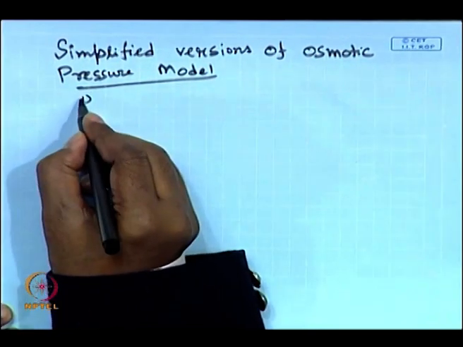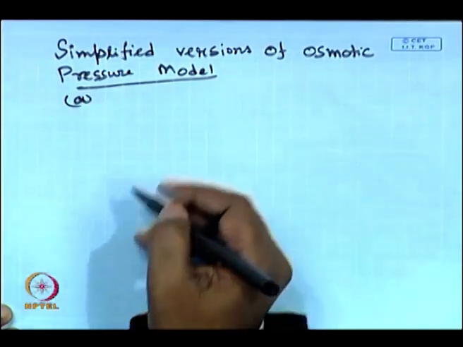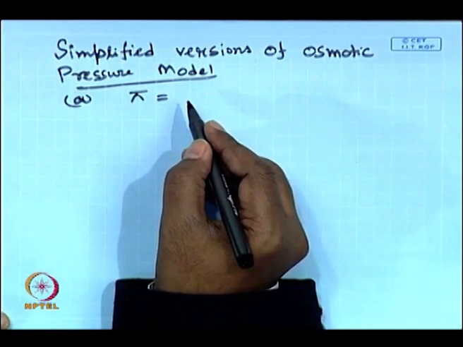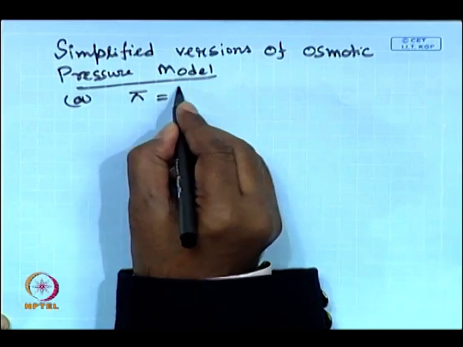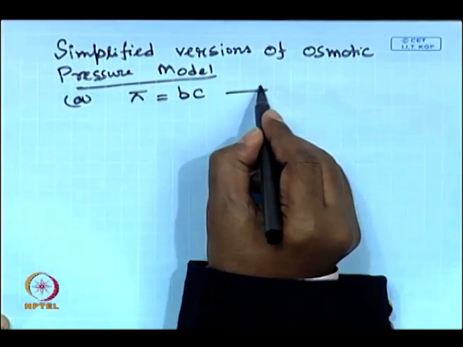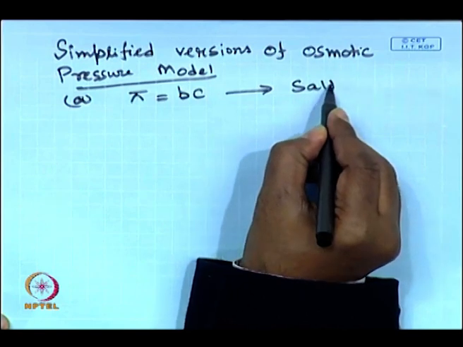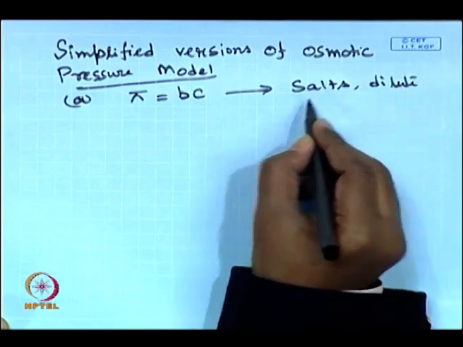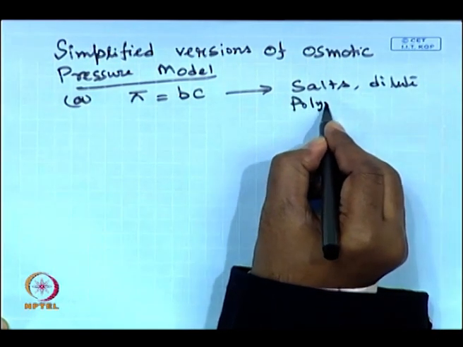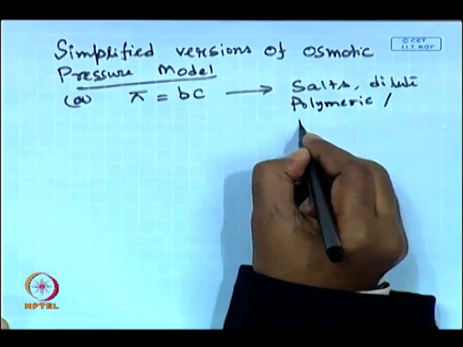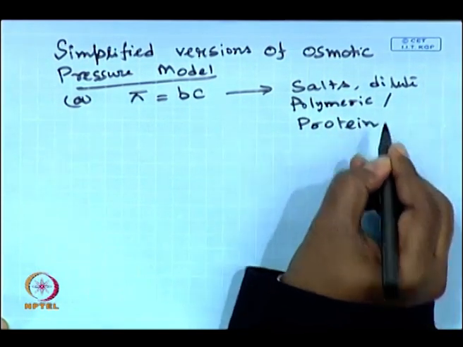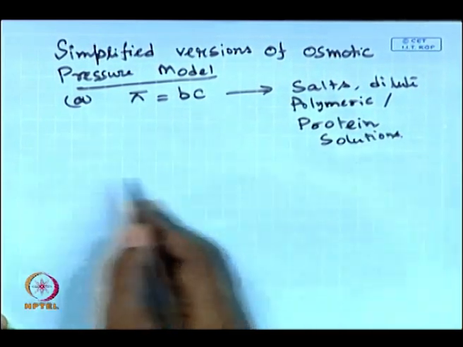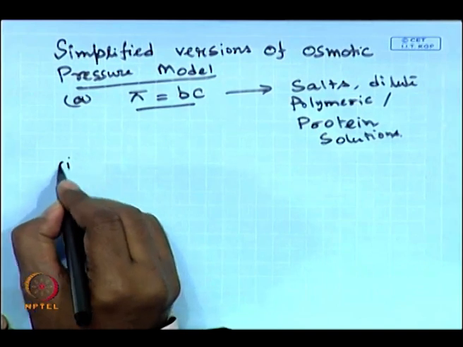The first simplification that we will be doing for all this calculation is that we will be considering pi is not a polynomial of concentration, but it will be linear in concentration. Let us say pi is equal to Bc. This will occur for the case of salts, monovalent and divalent salts, and dilute solutions of proteins, polymers. Under this concentration condition, now there can be several cases.